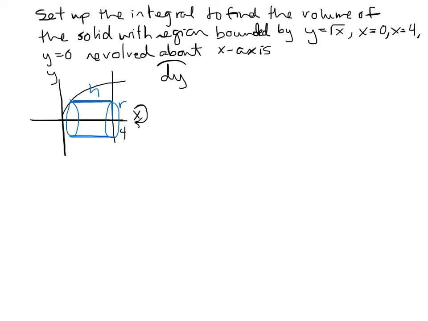Okay, so if I've got dy, I now need my radius and I need my height in terms of y. Now the radius, that's right there. And if we go from the positive x-axis up, that is just a distance y. The radius is going to be y. Now the height is dependent on the function. We've got the height right here.